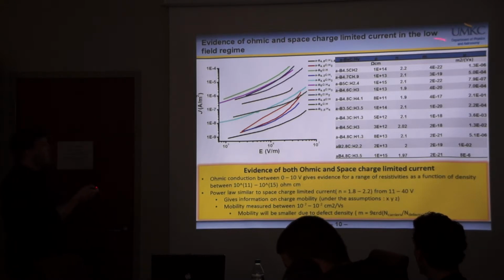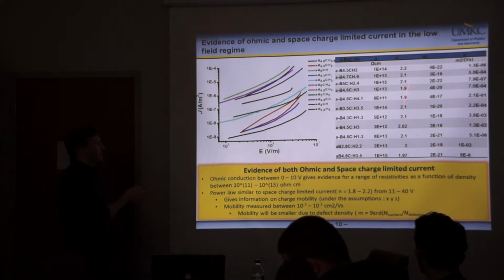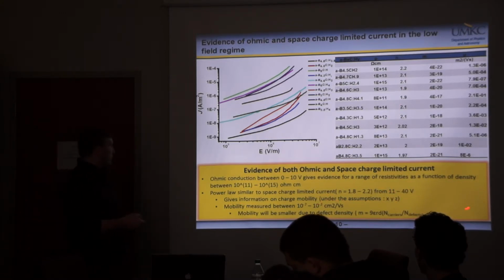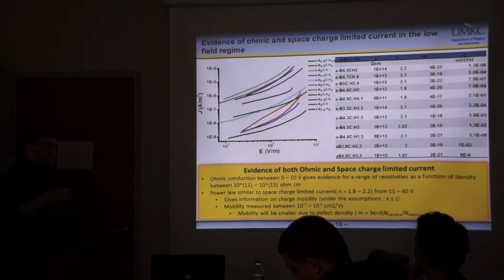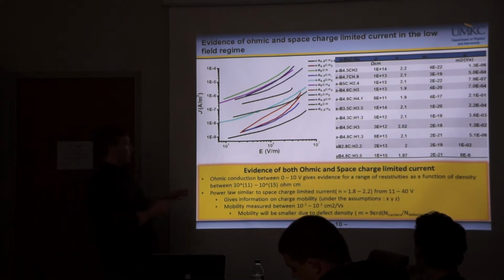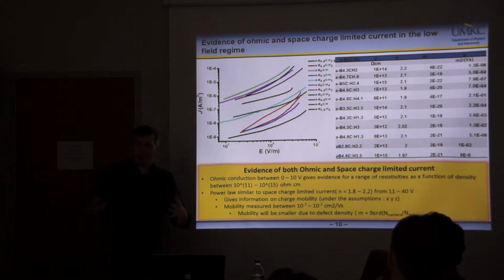And that power law, which here is the n for the power law of each of these, and remember it's n equal to 2 that shows space charge limited, so we see that each of these show evidence of space charge limited current, ranging around 11 to 40 volts, and this can give information on charge mobility. However, the assumption is that it's very low defect, and due to the fact that we do have defects, the mobility we extracted from here, ranging from 10 to the minus 7 to 10 to the minus 2, is a very, very low mobility film, but this will probably be reduced further with the defect density.